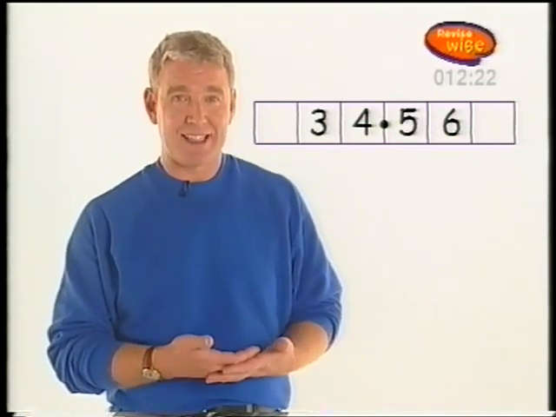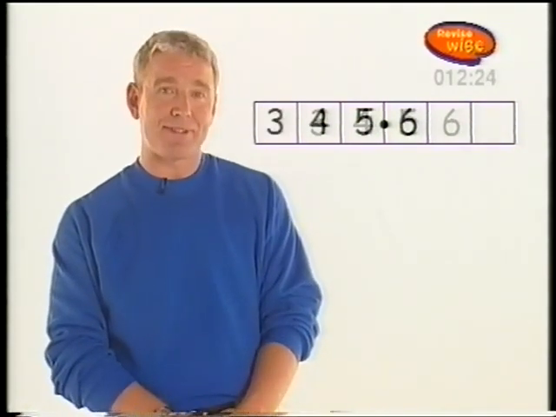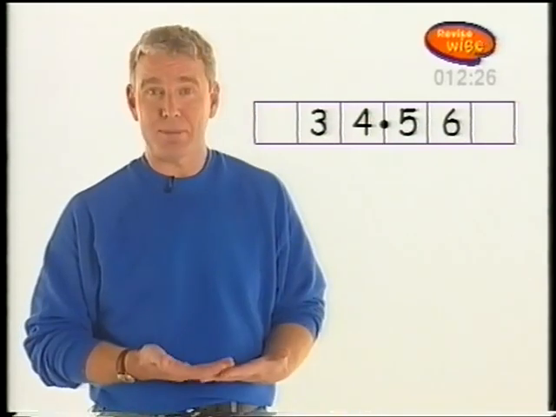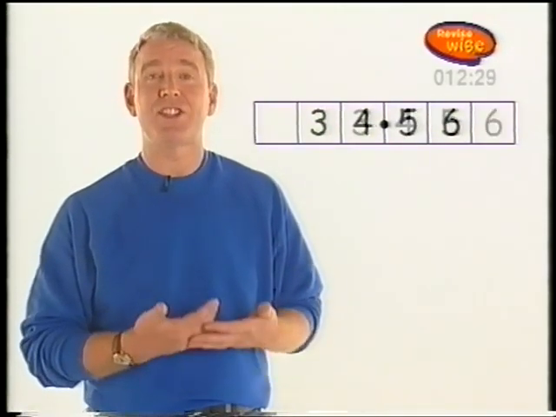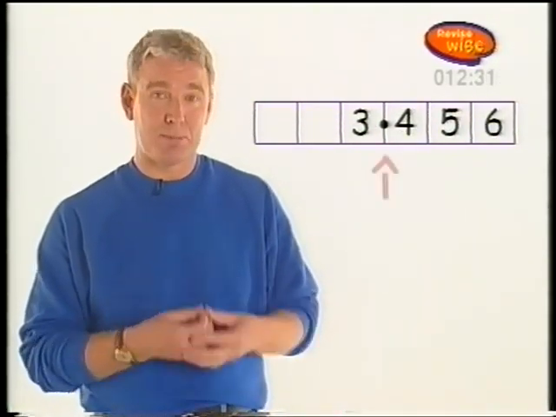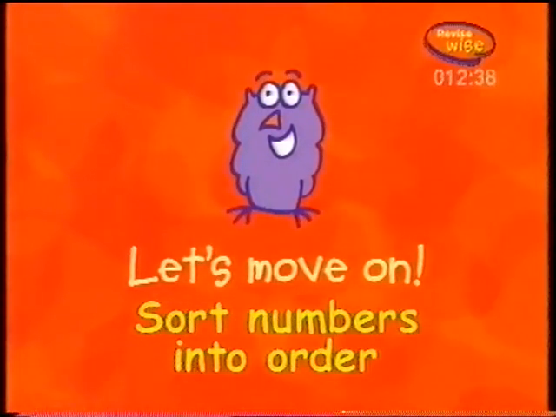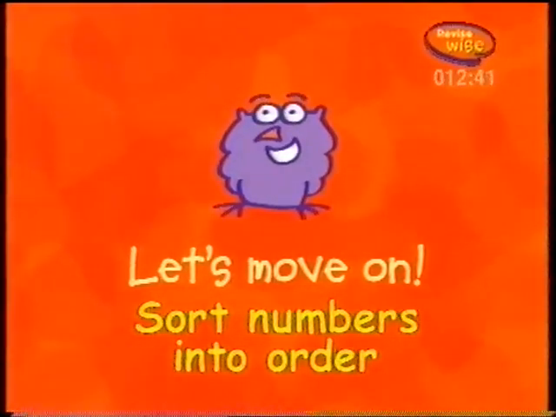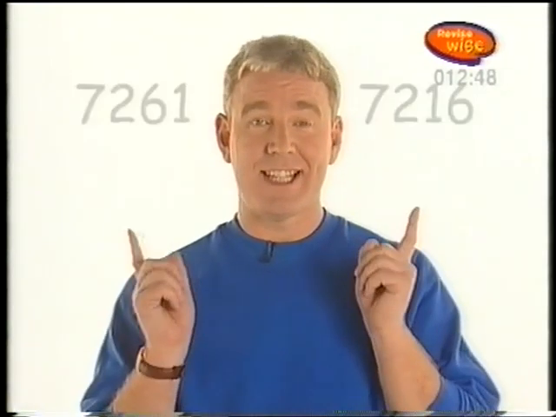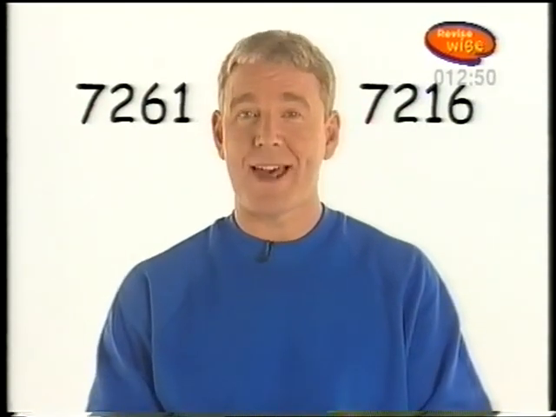This works exactly the same way with decimal numbers. When you multiply by 10, the digits move 1 place to the left. When you divide by 10, the digits move 1 place to the right. The decimal point stays where it is. How can we use what we know about place value to sort big numbers into order, like these two? Over to our maths team.